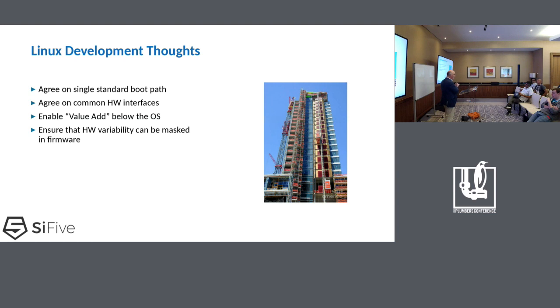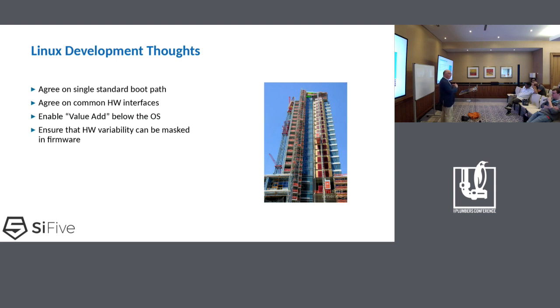So here are some of my thoughts. I think we've heard a lot of these already echoed today. Agree on a single standard boot path for Linux. It's great to have a bazaar and a wide variety of ideas coming in, thinking about different ways of booting Linux. But from a distribution perspective, if you talk to employees of Canonical or Red Hat, they would like to have how many boot paths? Yeah, one. Zero is suboptimal because then you don't boot at all. So it would be fantastic if every single Linux-capable RISC-V machine had a common boot path.